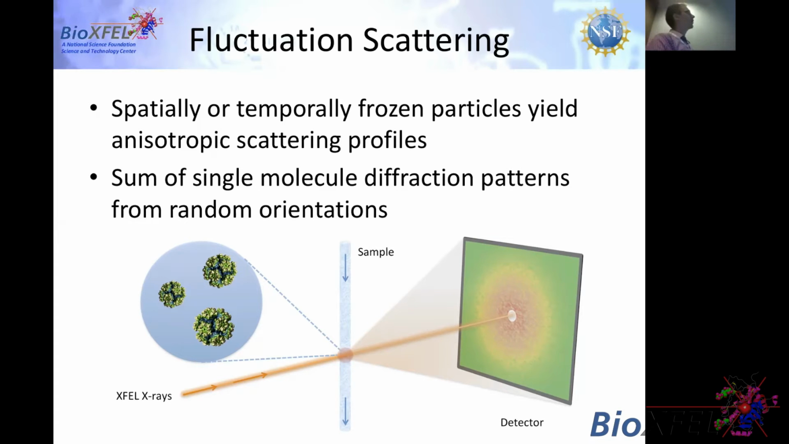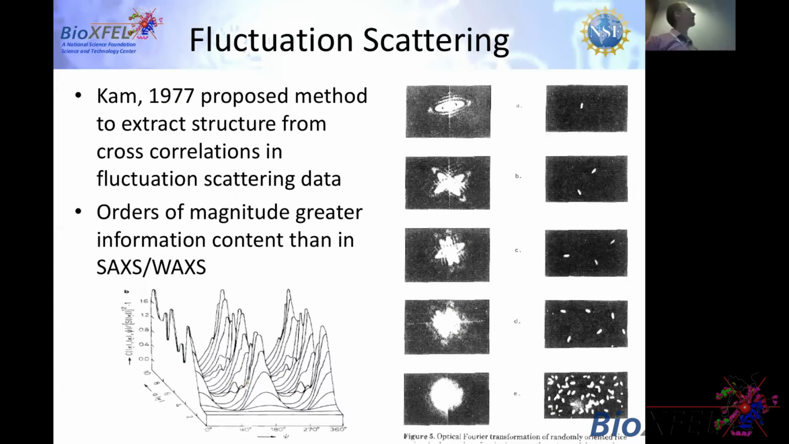And so what you end up with is actually a sum of single molecule diffraction patterns from random orientations. And you get patterns that potentially will look like this, where there's some fluctuations, but it's not necessarily single molecule, so you can't analyze it directly as single molecule, but it's an anisotropic pattern. This was a method proposed by Kam back in 1977, and the idea was to use this fluctuation scattering to actually extract information from the correlations in the data rather than directly from the intensities themselves.